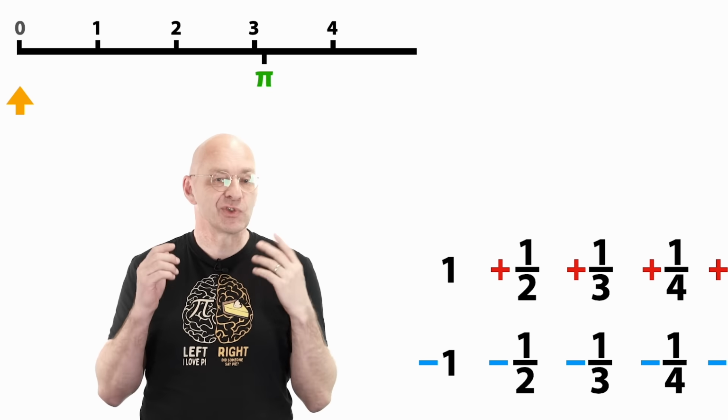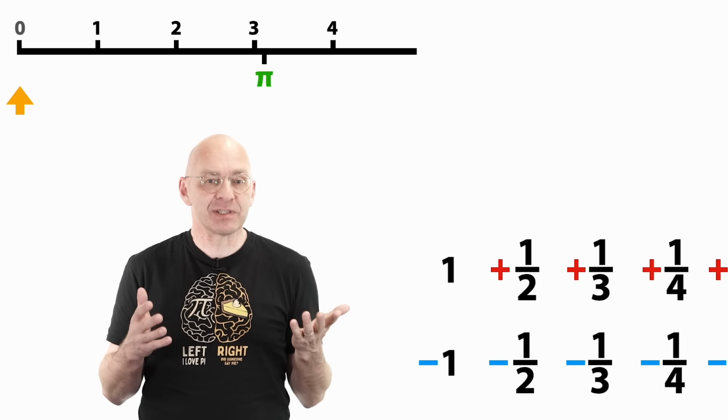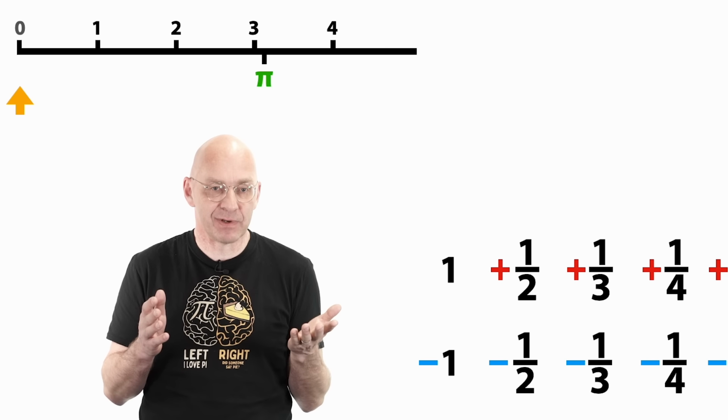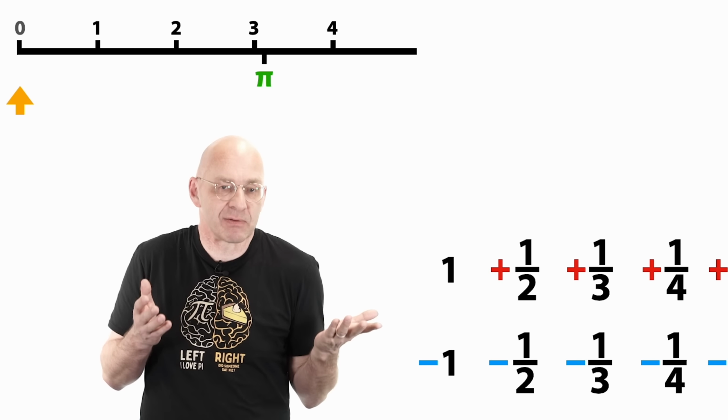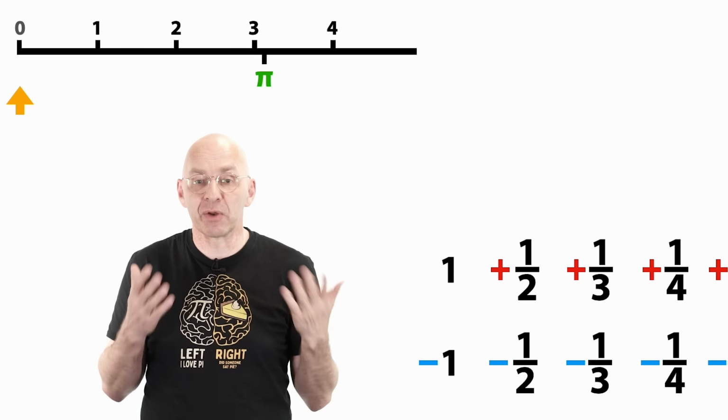So simple, so cool. And of course, there was nothing special about pi as a target number. The same procedure will work for any target number whatsoever. You want the sum to be equal to 666? Not a problem at all.